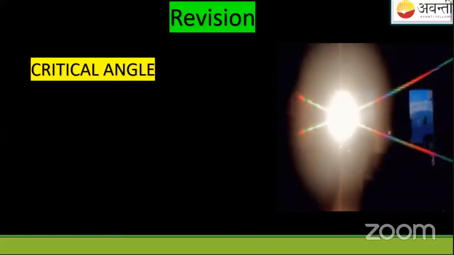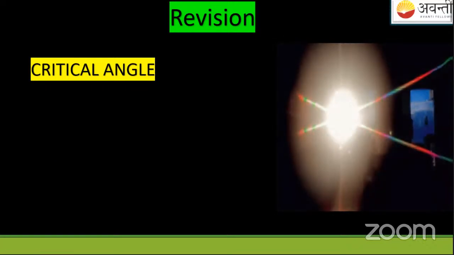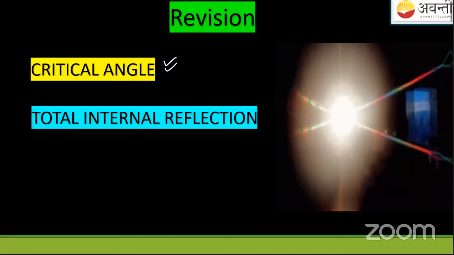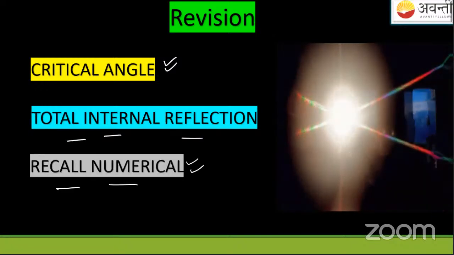So next slide. In the previous class, I'll be very fast and very simple here. In the previous class, we covered critical angle, in the revision. We studied a ray going and what happens when it grazes the surface. Next we saw total internal reflection, known as TIR. Then we solved a numerical based on that. Today we'll again see a little bit of these things.